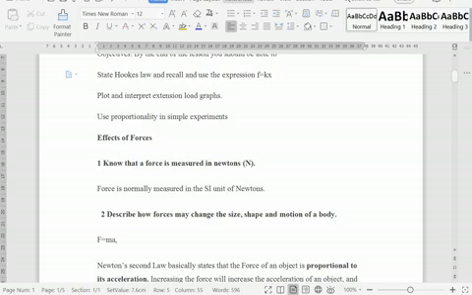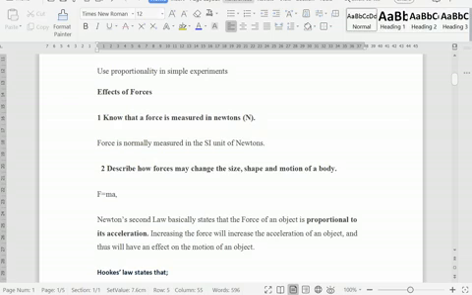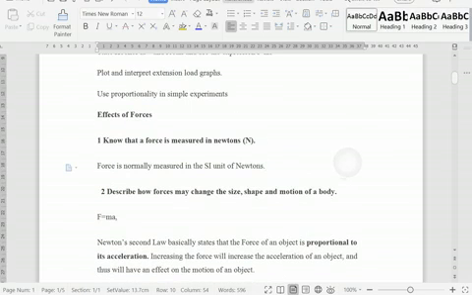You should also be able to use proportionality in simple experiments. You should be able to identify, if you remember, we talked about direct proportion and indirect proportion. So before we jump into Hooke's law proper, we just want to know that the unit for force is given there. We normally measure force using the unit of newtons.